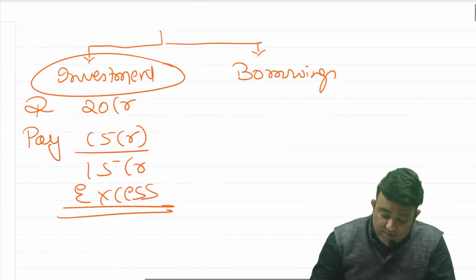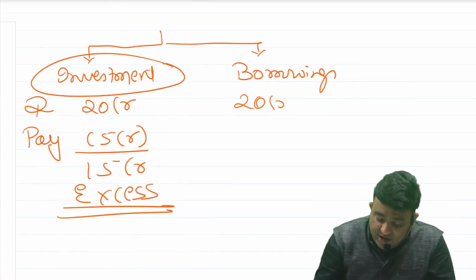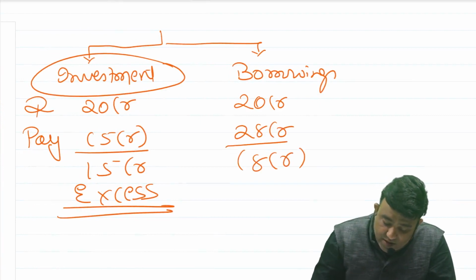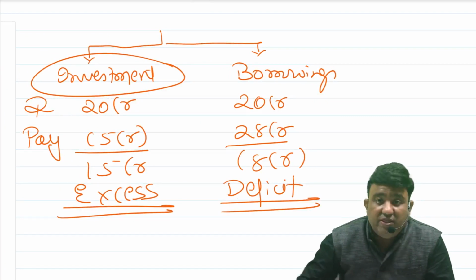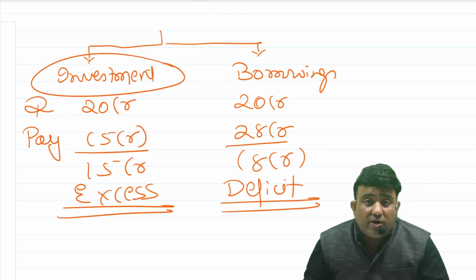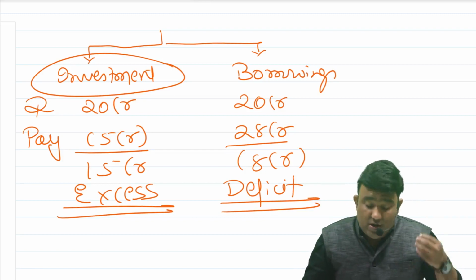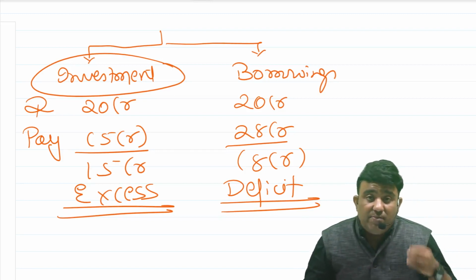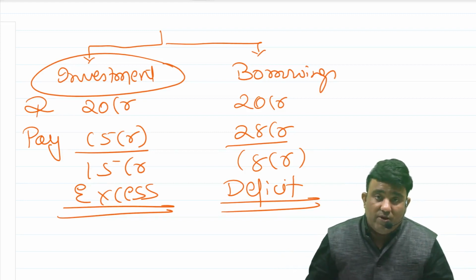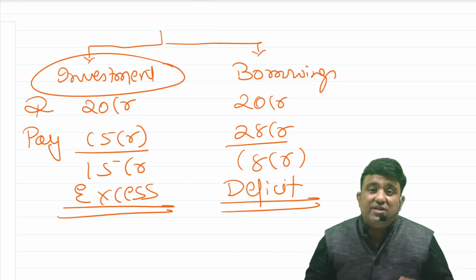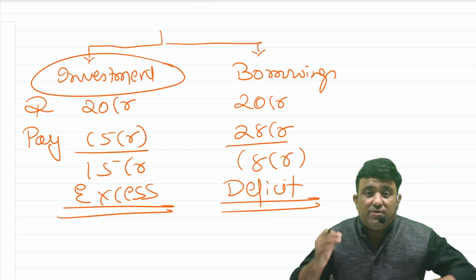Same way borrowing. If I think my receipt will be 20 crore and my payment will be 28 crore, student, 8 crore is my deficit. This deficit or shortfall needs to be made good by what? Either borrowing, you can say loans, debenture, preference, whatever. Student, overnight you cannot make a bank borrowing, so you need to have that breathing time. This chapter gives you that breathing time.